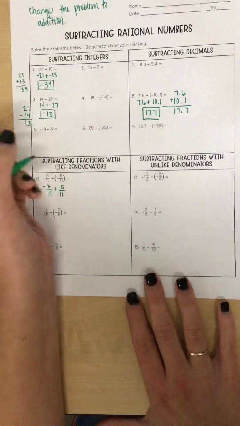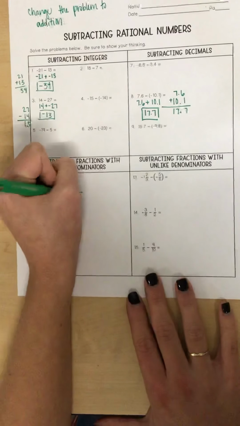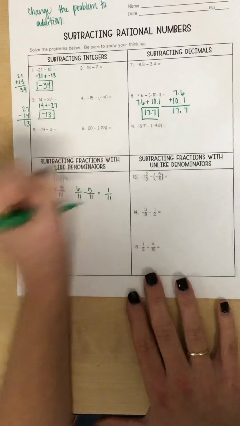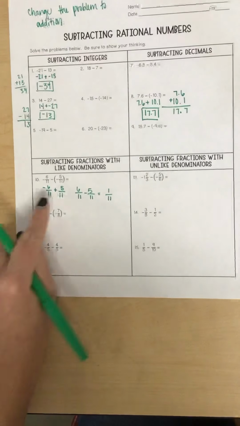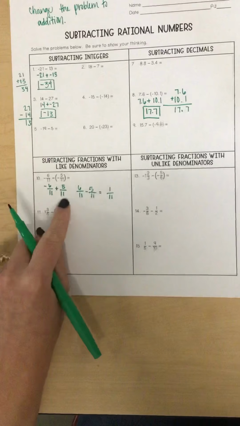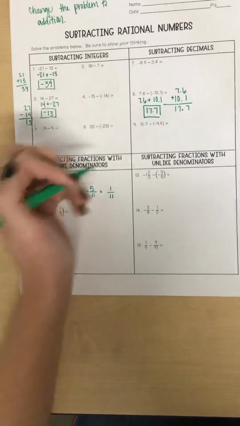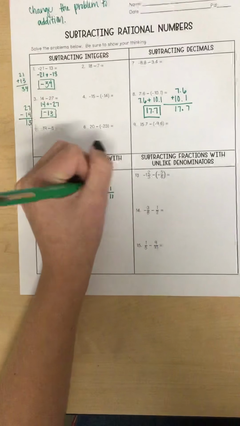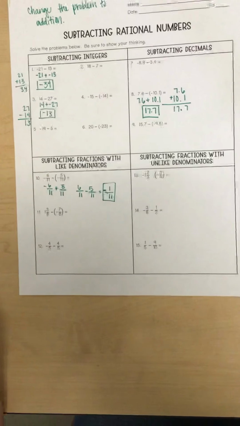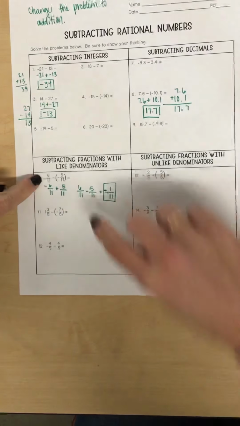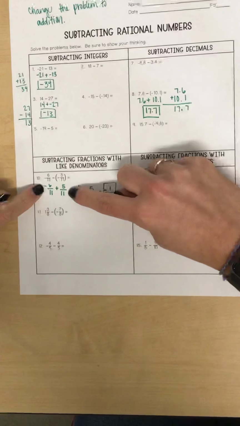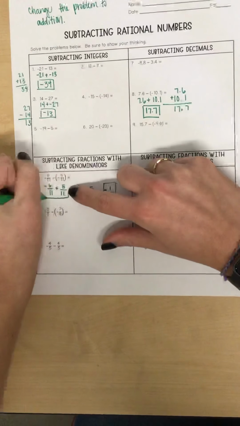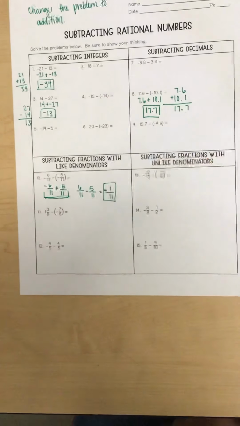So 6/11 minus 5/11. That equals 1/11. Now I need to ask myself, do I have more negatives or do I have more positives? I have more negatives, so my answer is negative. It's kind of hard to see. Negative. Okay? So negative 1/11. Now, this problem and this problem are the exact same. This is the problem that you need to use to determine if you have more negatives or more positives.